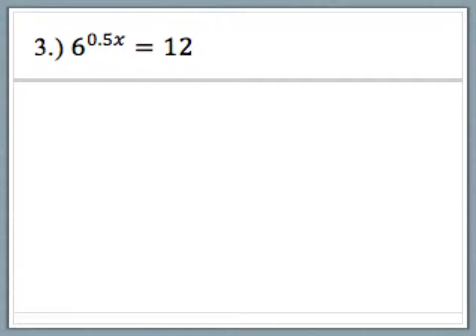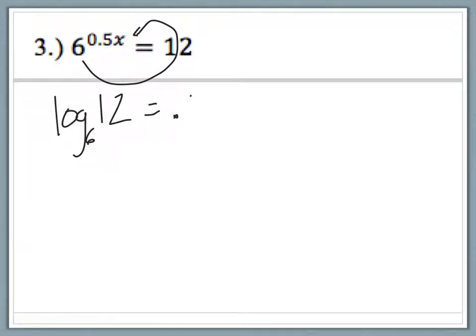Alright, here's our next example. Same thing, we have this exponential. We're going to go ahead and rewrite it. So this is going to be log base 6 of 12 equals 0.5x. Now let's use the change of base to figure out what this is.